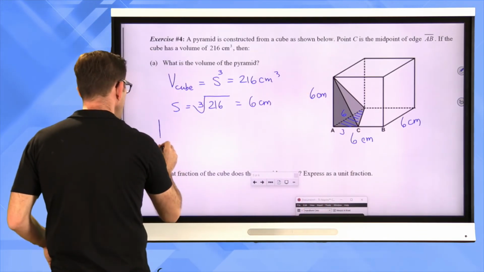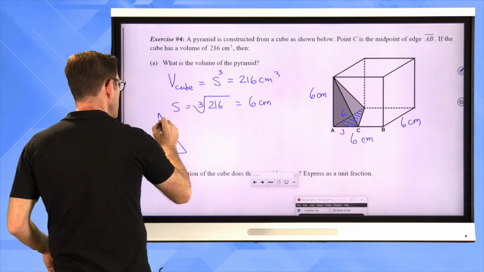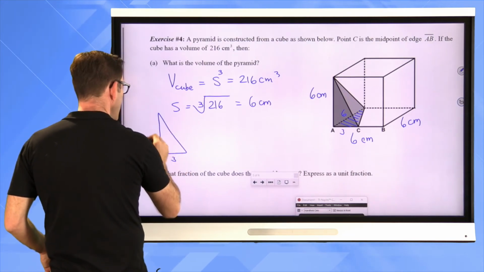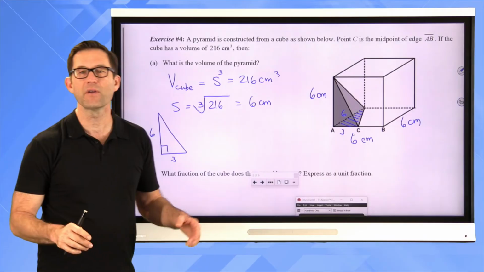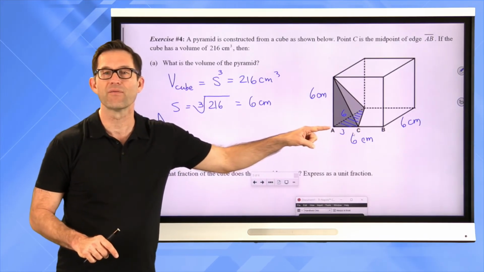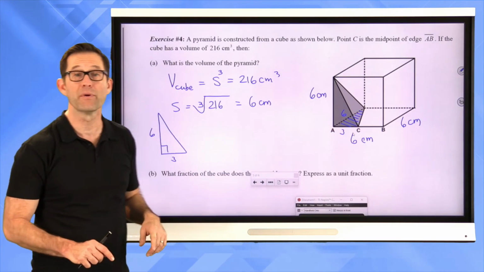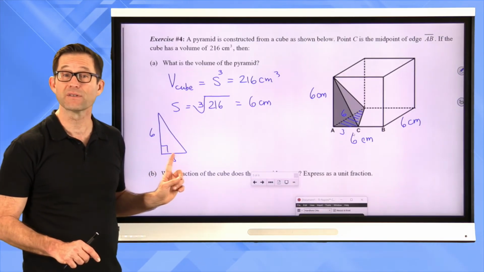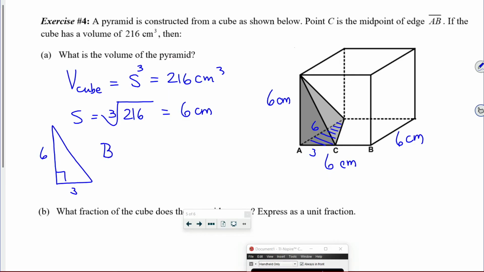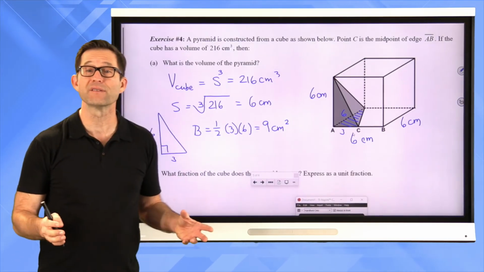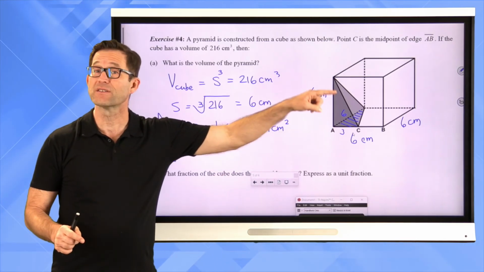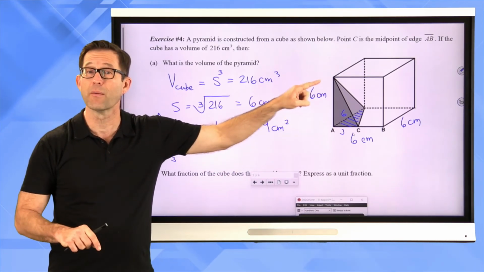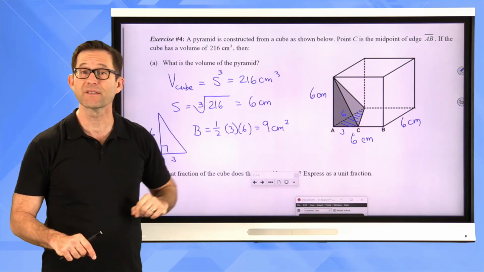And even though it may not look like it, it actually is a right triangle. It's a little bit hard to tell that, but it must be a right triangle because, of course, this side of the cube and that side of the cube are perpendicular to each other. So the base actually looks like that, in which case the area of the base is 1/2 of 3 times 6, which is 9 square centimeters. All right, so the area of the base is 9 square centimeters, and the height that's perpendicular to that base, the height always has to be a perpendicular dimension to the base, is 6 centimeters.